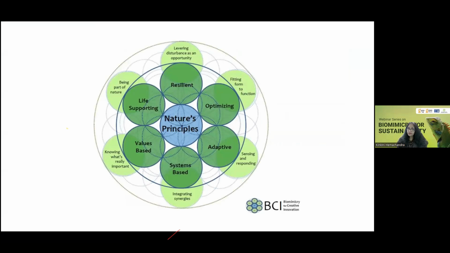How do we do that? Because Mother Nature has a secret recipe. What is it? Nature's principles. The nature's principles, identified by the Biomimicry for Creative Innovation Center, have 6 key secrets behind them. Mother Nature is a good place to teach us how to be resilient. Nature has the secret principle of optimizing everything. Don't forget about it. It's not maximizing, it's optimizing.